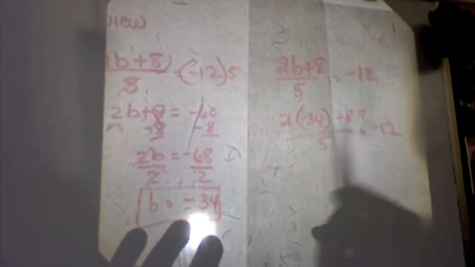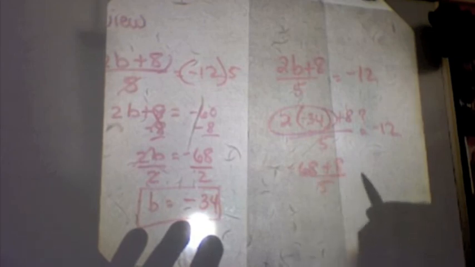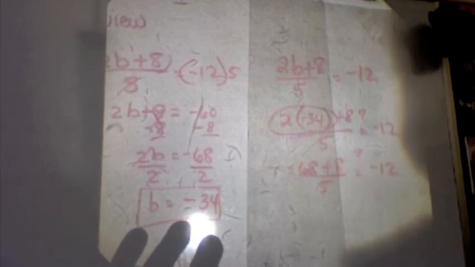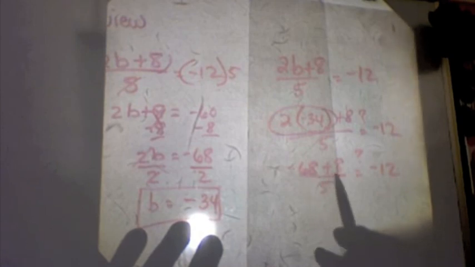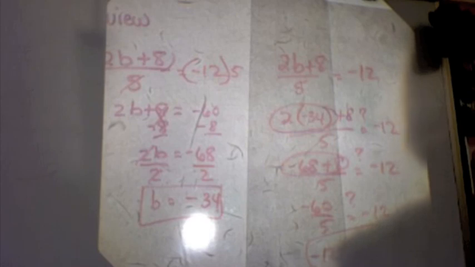All right, so order of operations. Negative 34 plus 8 is negative 26... Does that equal negative 12? Well, what's negative 68 plus 8? Negative 60 divided by 5. Does that equal negative 12? Stop, drop, and divide. Negative 12 does in fact equal negative 12. So the solution of b equals negative 34 is correct. Voila! All that work for solving and checking one equation. Believe it or not, it gets easier.